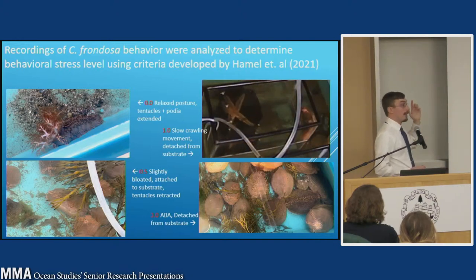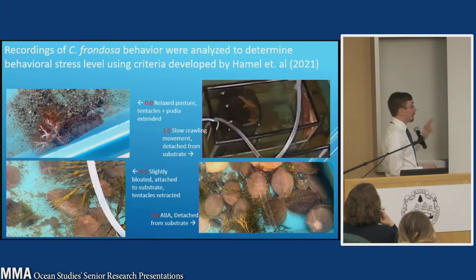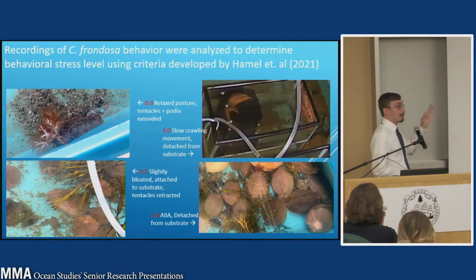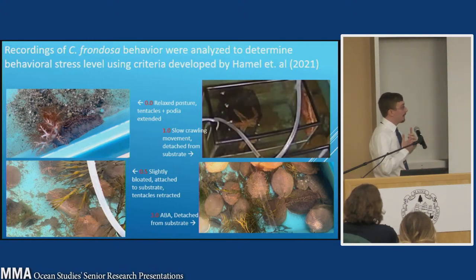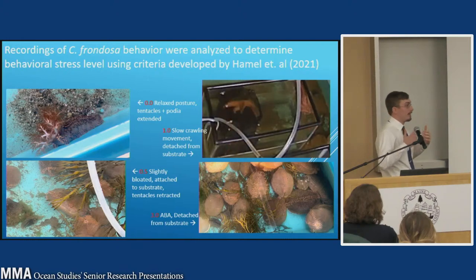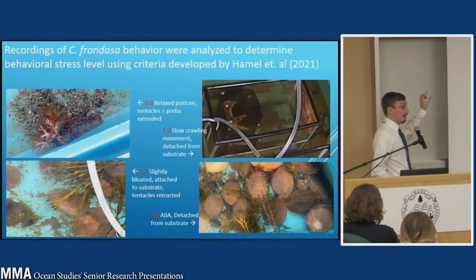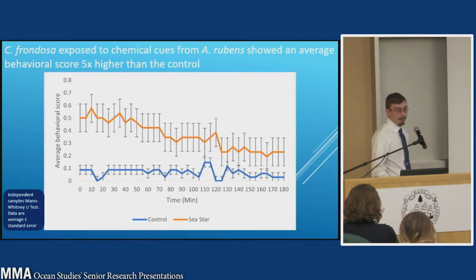And I didn't observe any instances of a 2.0 that I could show you, so I'll show you a 3.0, which is the highest stress value on this scale. These sea cucumbers are displaying active buoyancy adjustment, which is they have filled their bodies with seawater to inflate themselves, increase their buoyancy, and make themselves appear larger, and they have detached themselves from their substrate. So 0 is no stress, 1 is low stress, 2 is mid stress, 3 is high stress.